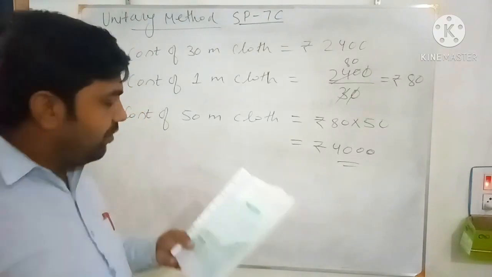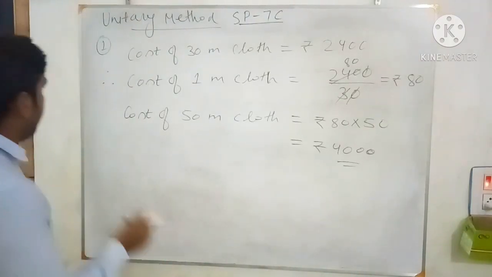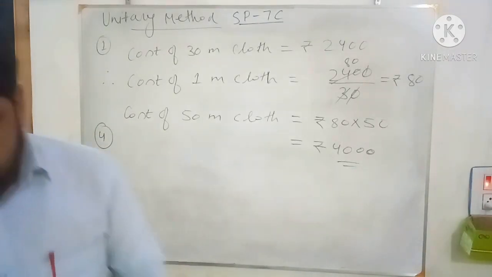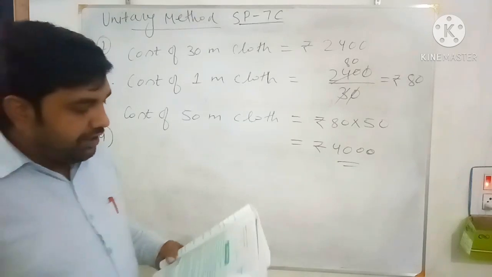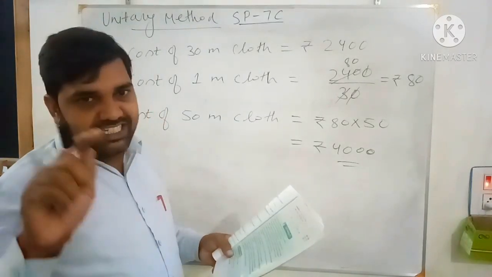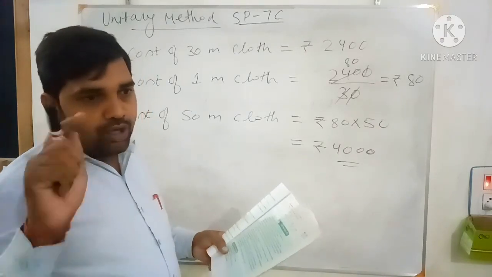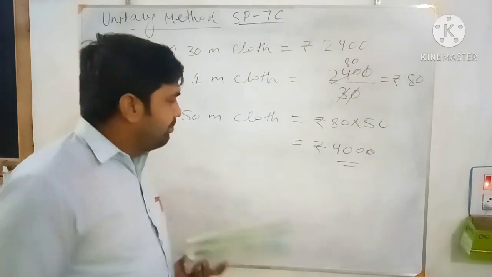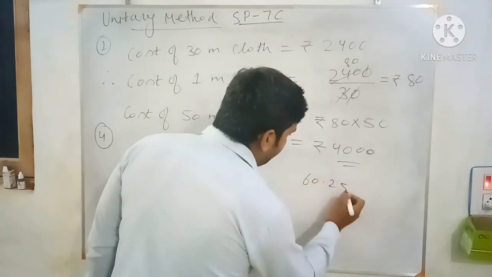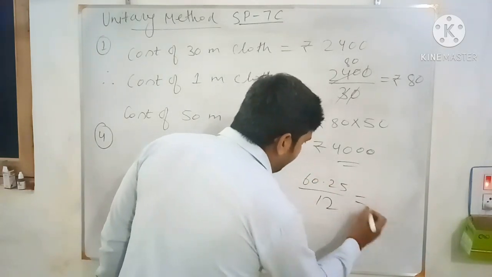Now see question number 3 again. In that, what we have discussed is that a dozen means 12. So the cost of 12 articles is rupees 60.25. The cost of one article is 60.25 divided by 12. So when you divide, what do you get?